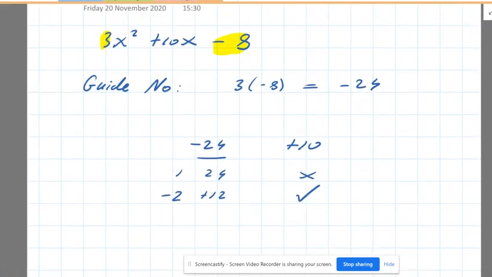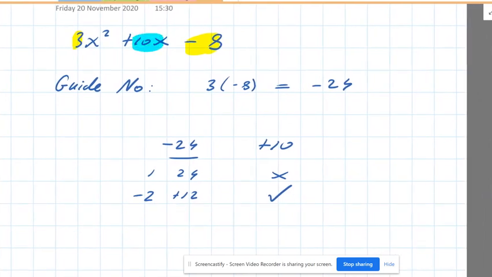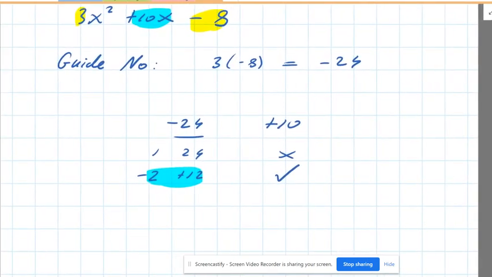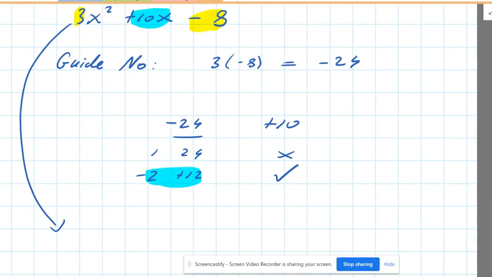And now what you do is you rewrite the middle term, 10x, in terms of the two factors down here, minus 2 and plus 12x. So off we go. The first one stays the same, so it's 3x squared. The last one stays the same, minus 8. And the two middle ones, minus 2x and plus 12x. And now you see they always add up to what's in the middle. That's the key.